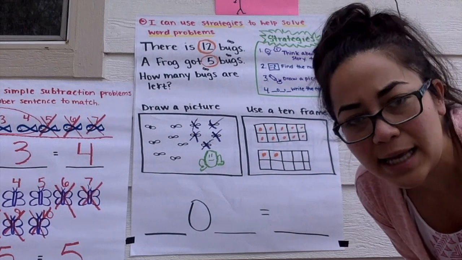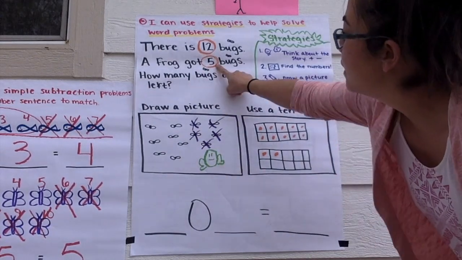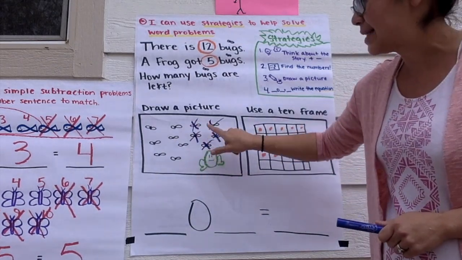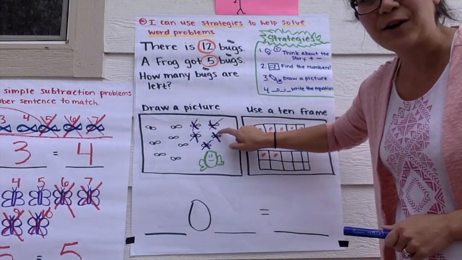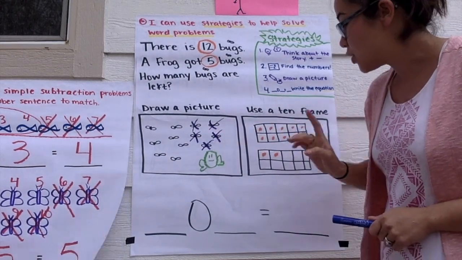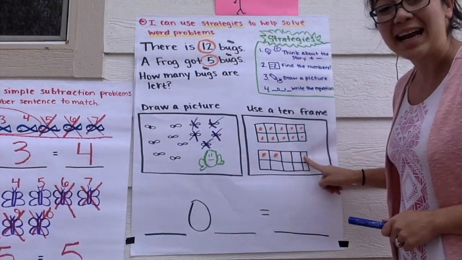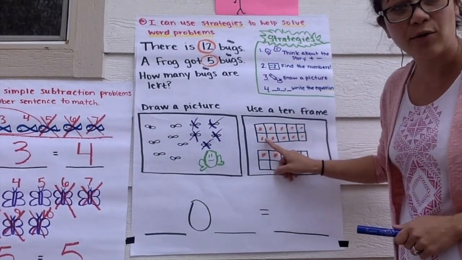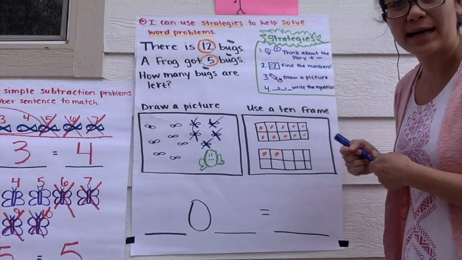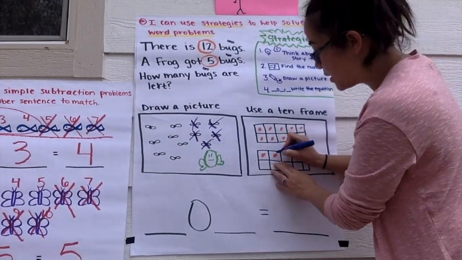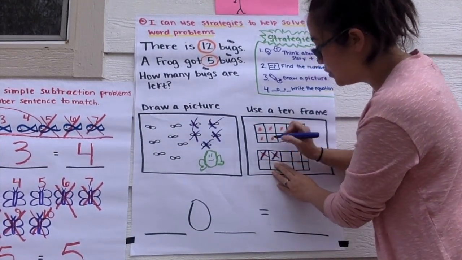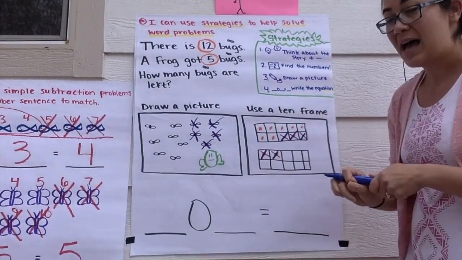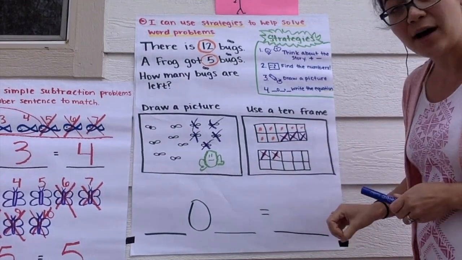How many did the frog eat? Oh, he ate 5 of them. And remember how we showed they got taken away. We put an X on them. That's very important to show our thinking. So I'm going to go back over to my 10 frame and I'm going to put X's on them. And I'm actually going to start right here, and I'm going to work my way backwards so that it's easier for me to count when I go to count how many are in my 10 frame. So there's 1, 2, 3, 4, 5. I took away 5 of those bugs.